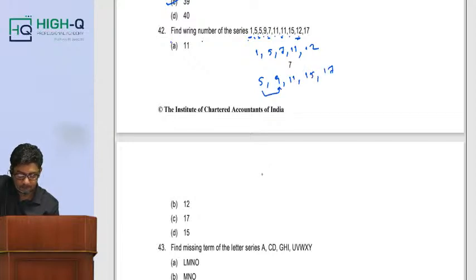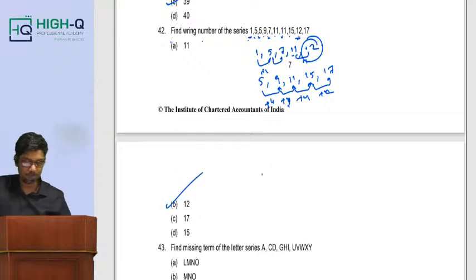Look at this. 5 plus 4, 9 plus 2, 11 plus 4, 15 plus 2. So plus 4, plus 2. Here also plus 4, plus 2, plus 4. But here it is only plus 1. Therefore our wrong observation is 12.